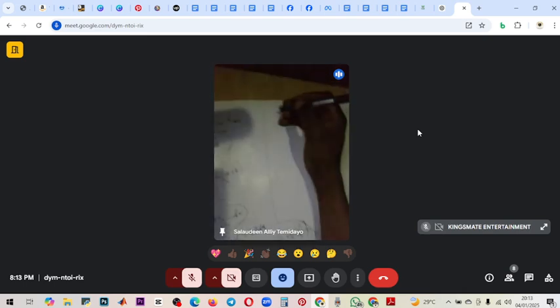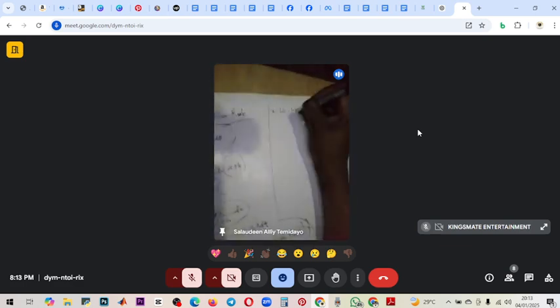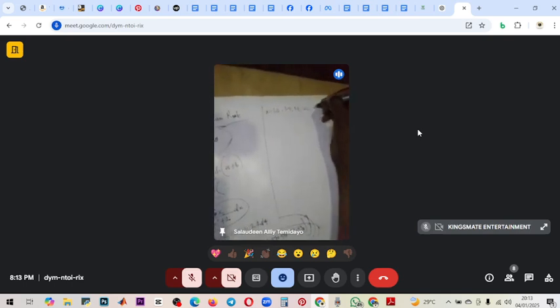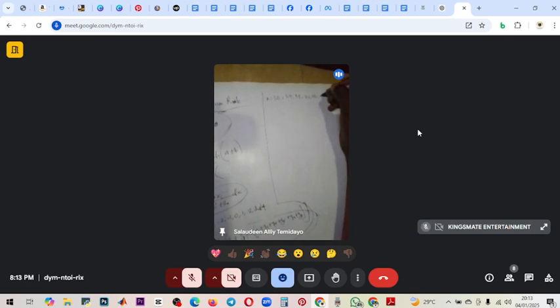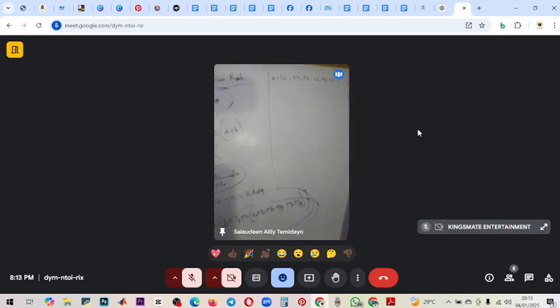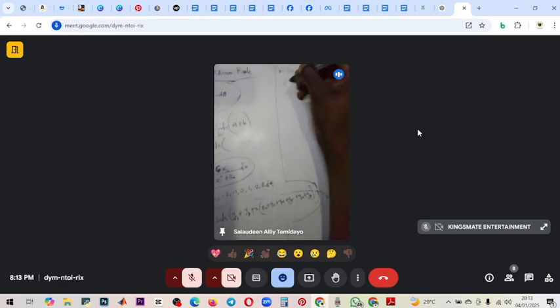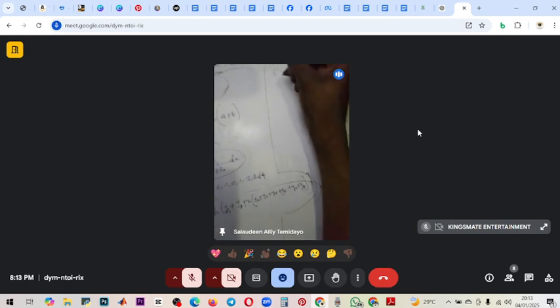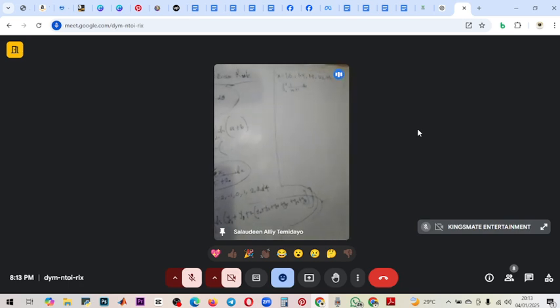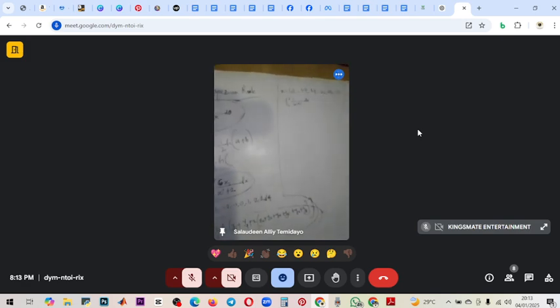Using the trapezoidal rule, with ordinates x equals 1.0, 1.4, we'll be using a calculator here, 1.8, 2.2, 2.6, 3.0. These are the ordinates. Using the trapezium method, evaluate the integral of 1 over x plus 1 dx from 1 to 3.